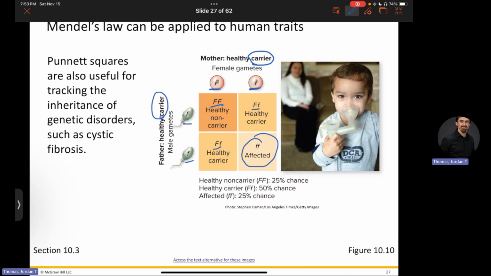So Punnett squares and Mendel's laws can be used for human traits. As we'll see later on, though, this can get pretty tricky. Not all genes, or not all traits or diseases, are determined by simply one gene.